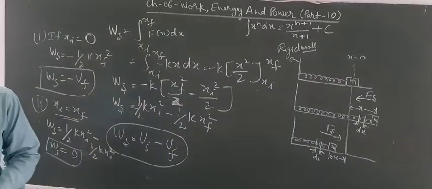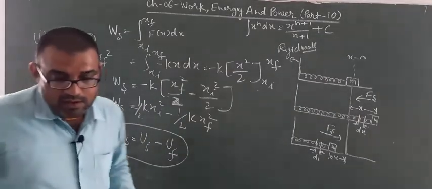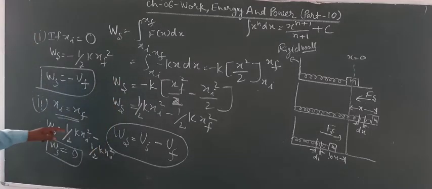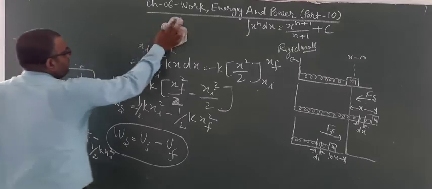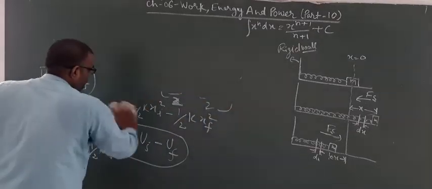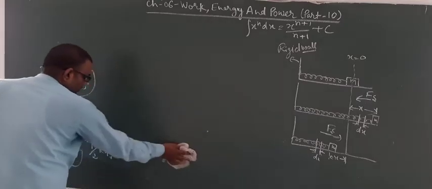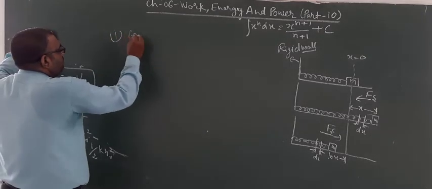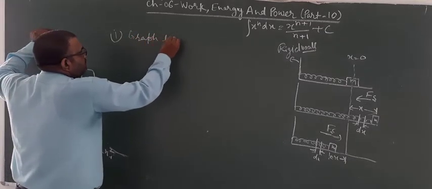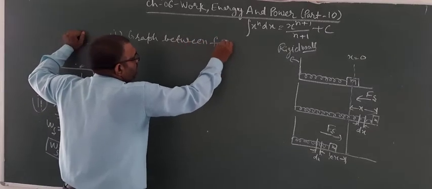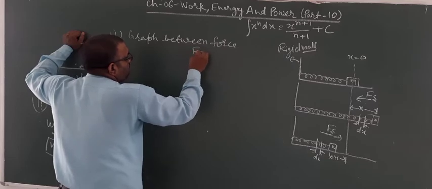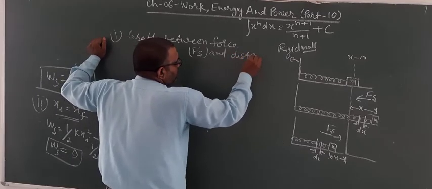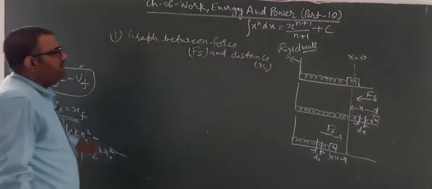Now what are the conclusions? First of all, we will draw the graph. We will draw the graph of the force with the variation of distance and of energy with the variation of distance. Look at the graph here. First, the graph between force Fs and distance moved, distance x. Force Fs and x.